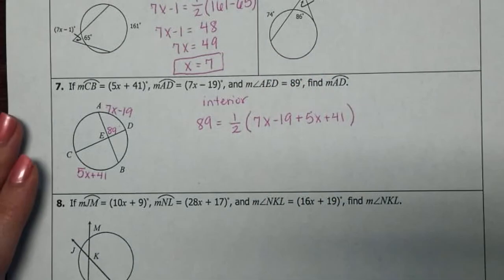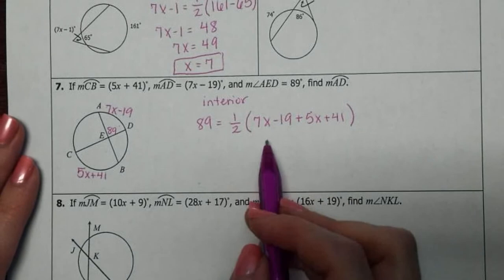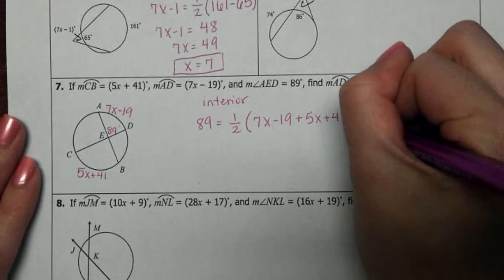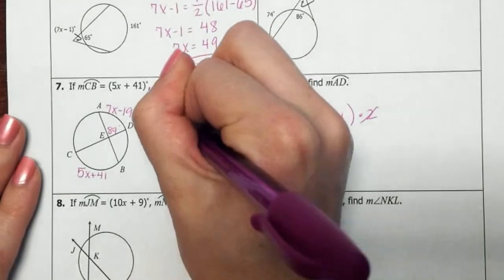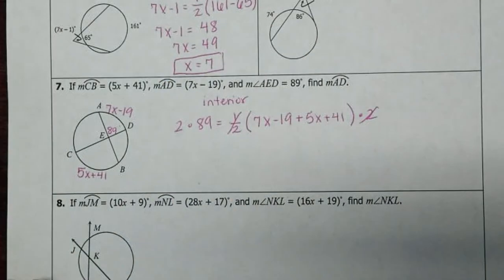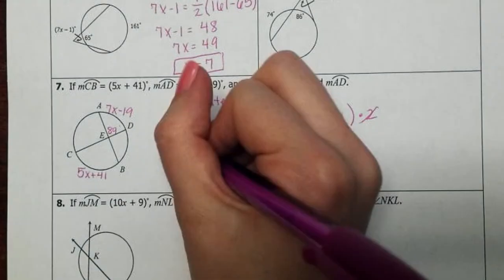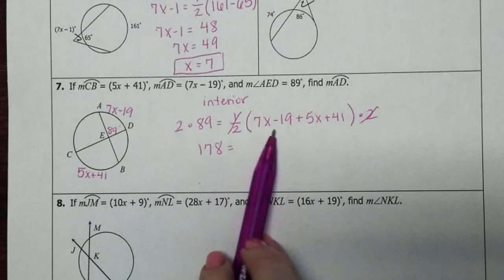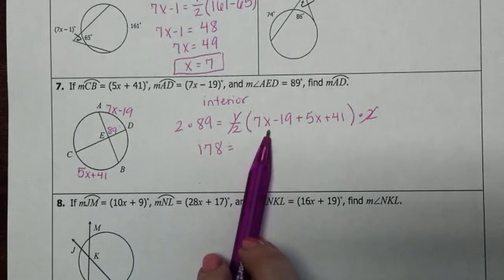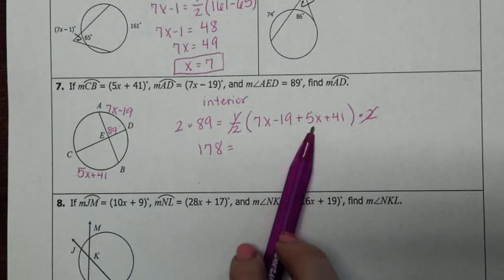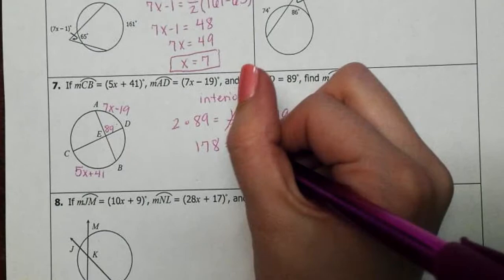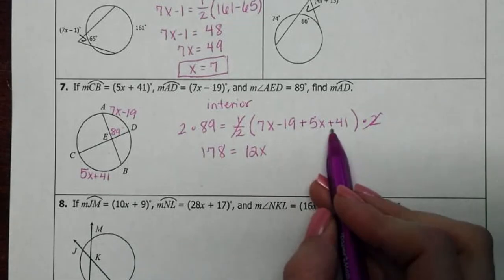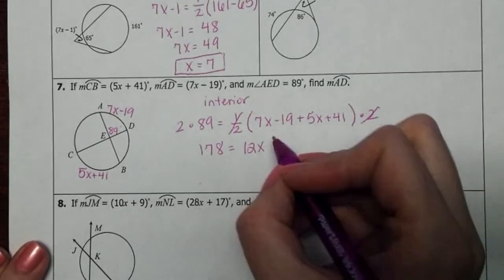Now, instead of distributing the 1/2 in here, I can't easily put that in my calculator, so I'm going to get rid of it by multiplying. This is where it's easier to multiply. So 2 times 89 is going to give me 178. And then what I'm going to do all in one step over here is combine my like terms within this parenthesis. So the 7x and the 5x will add together to give me 12x. The negative 19 and the 41 will combine together to give me 22.